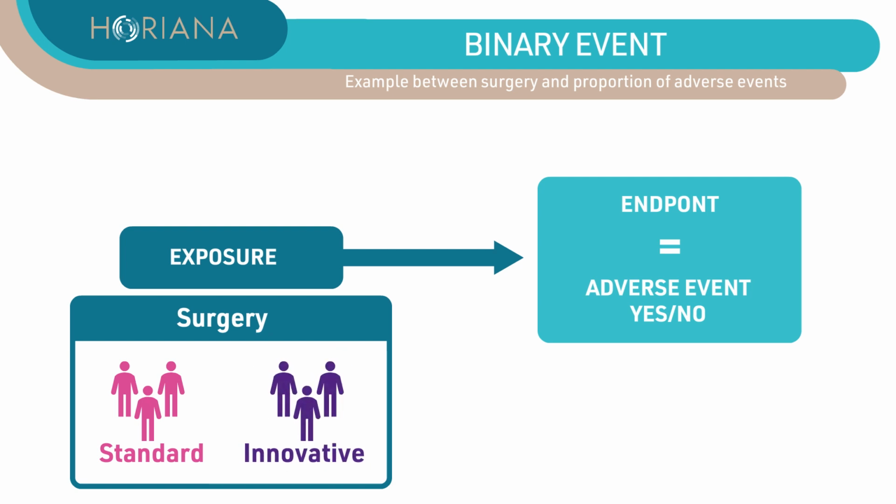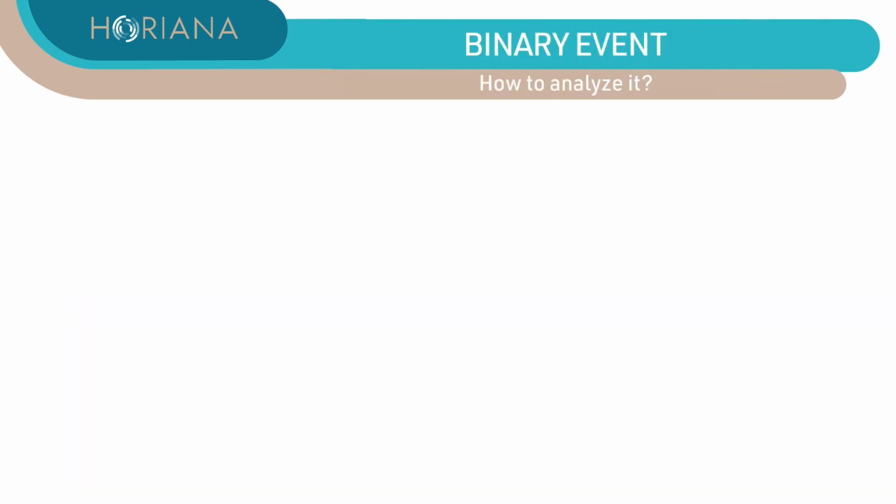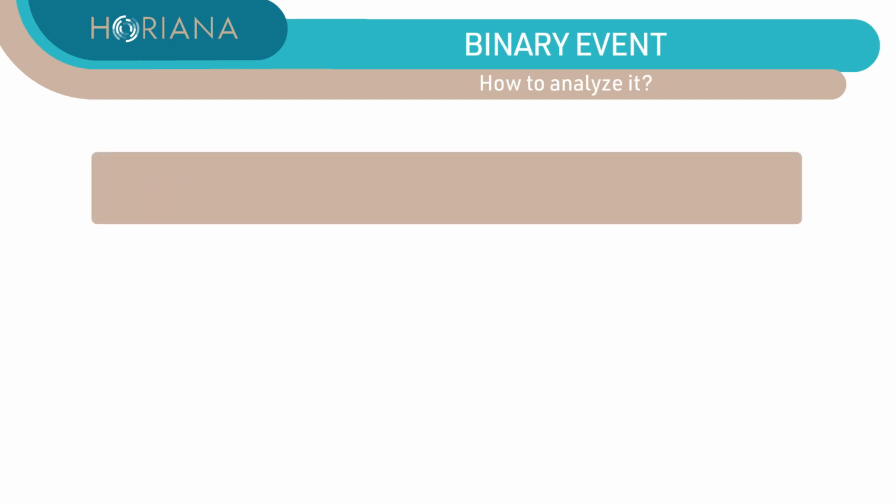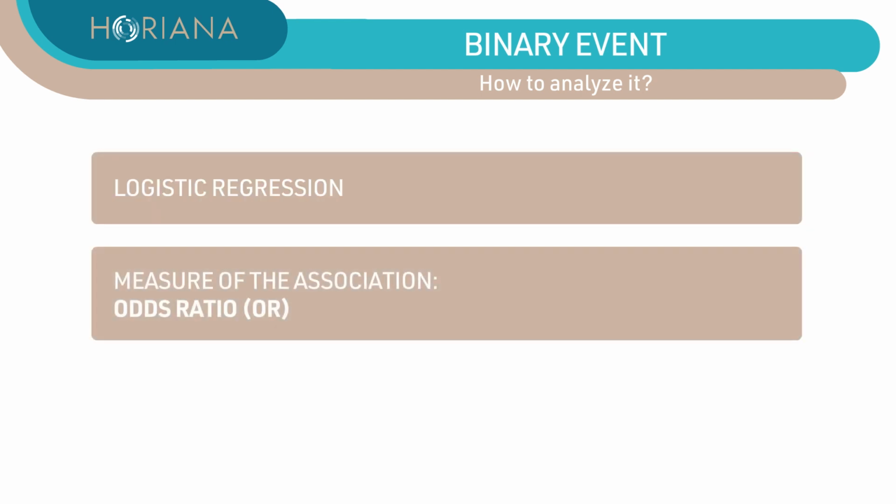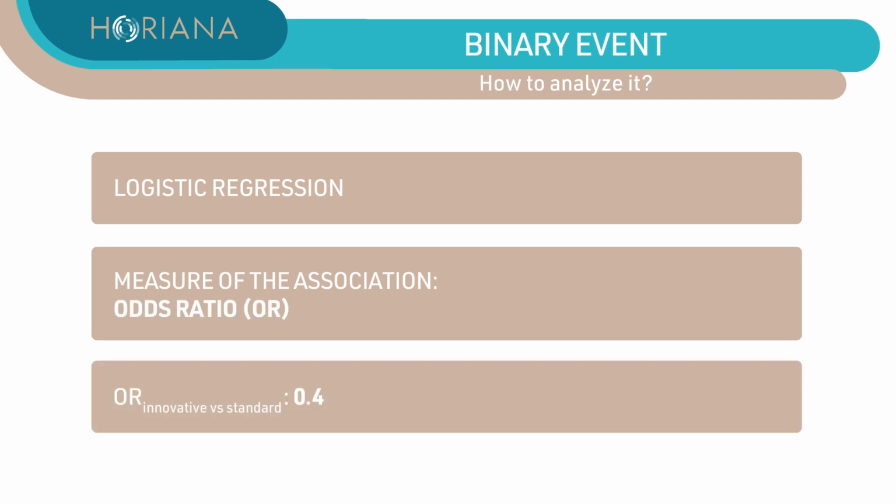The appropriate statistical method for making this comparison is called logistic regression. The association between the exposure and the outcome is quantified by the odds ratio. In our example, the estimated odds ratio is 0.4. What is the interpretation of this result?